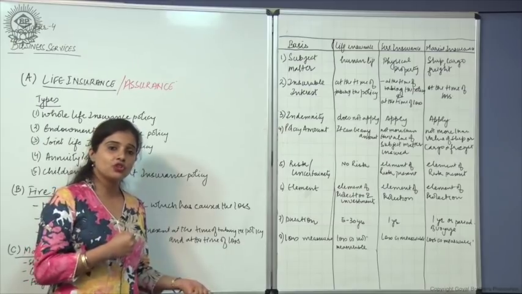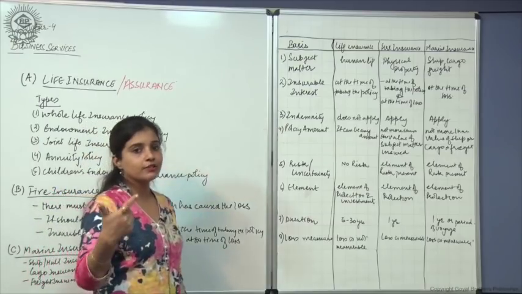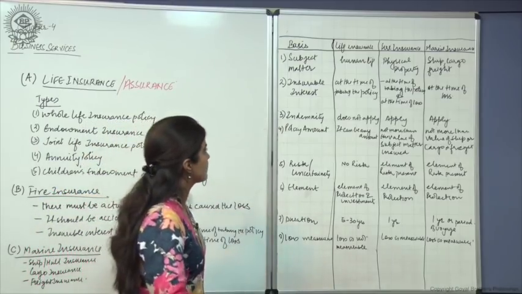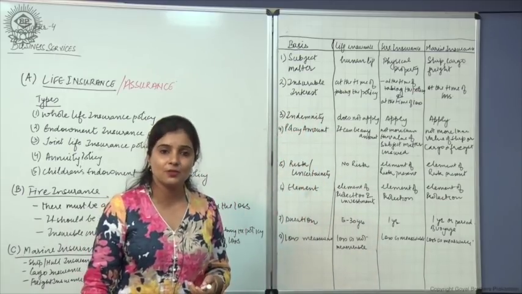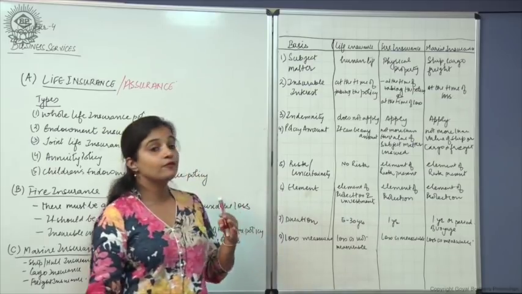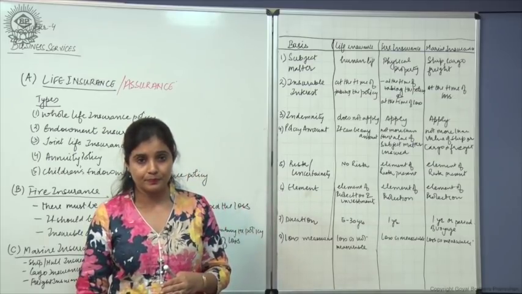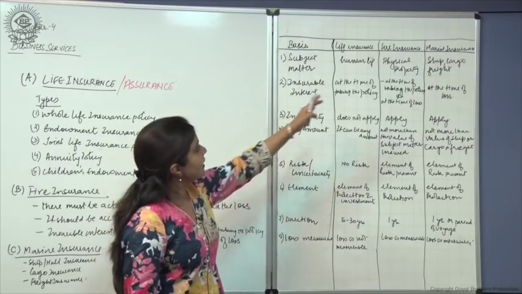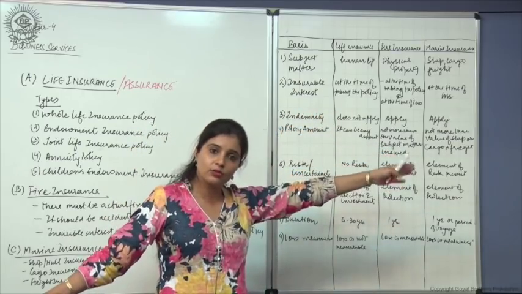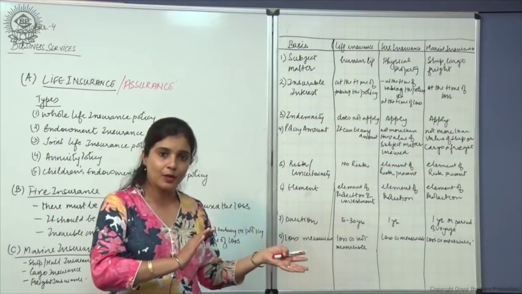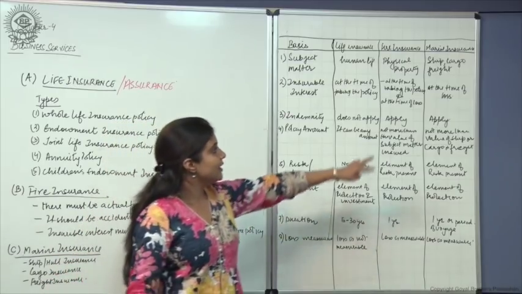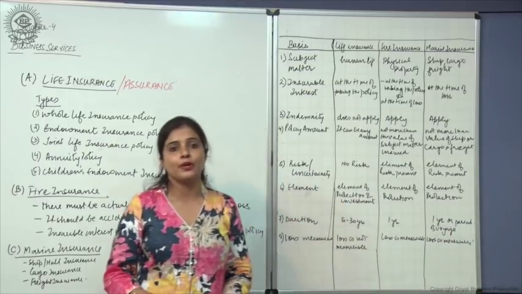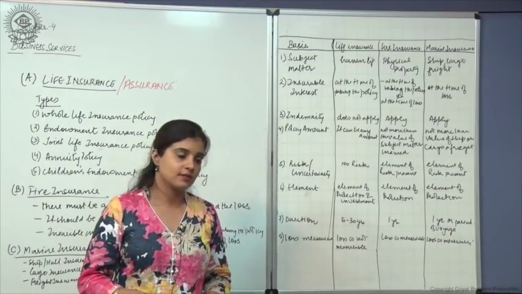And in case of marine insurance, it could either be the ship or the cargo or freight charges. Insurable interest in case of life insurance must be present at the time of taking the policy, right? Then in fire insurance, I have explained earlier also, it should be present at the time of taking the policy as well as at the time of actual loss taking place. In case of marine insurance, it should be present at the time of the loss.